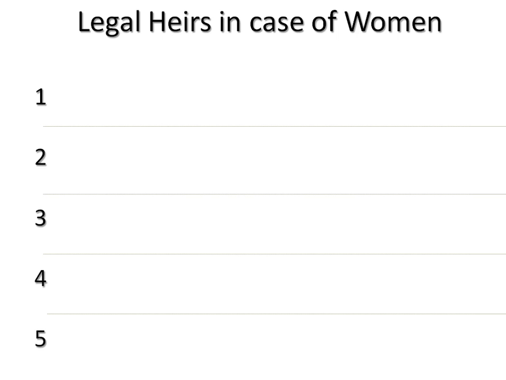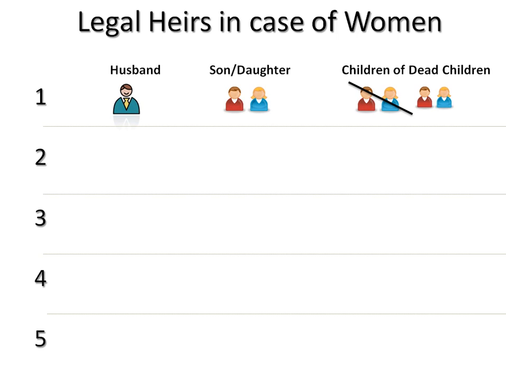Now, that was the case in case of a male. What happens in case of a woman? If a woman dies without leaving a will, this is how it is divided. The first preference is given to husband, son or daughter, and then grandchildren, children of dead children.